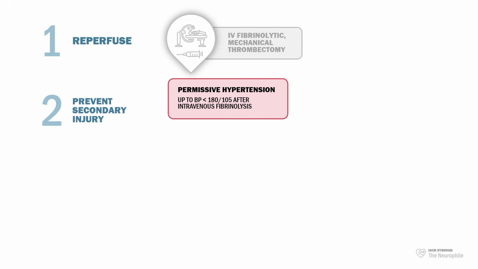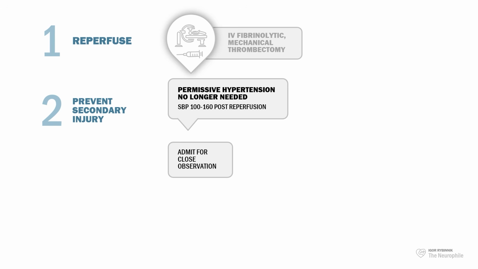But after restoration of blood flow, permissive hypertension is no longer needed. It will only serve to worsen the risk of reperfusion injury. So now that MCA is open, let's target systolic blood pressure of 100 to 160 millimeters of mercury.